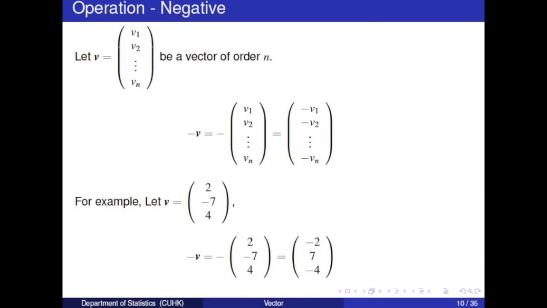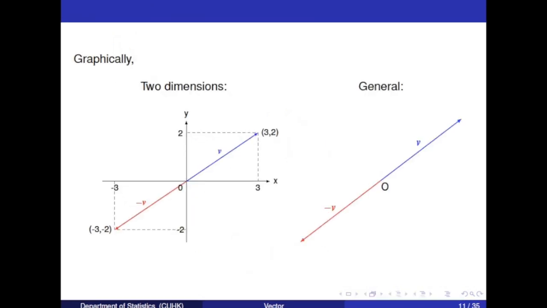The next is the negative of vectors. Let v be a vector of order n. Minus v is a new vector where its elements are the negative of corresponding elements of v. Here is an example. Graphically, we can find minus v by reversing the vector v and place its starting point on the starting point of v.